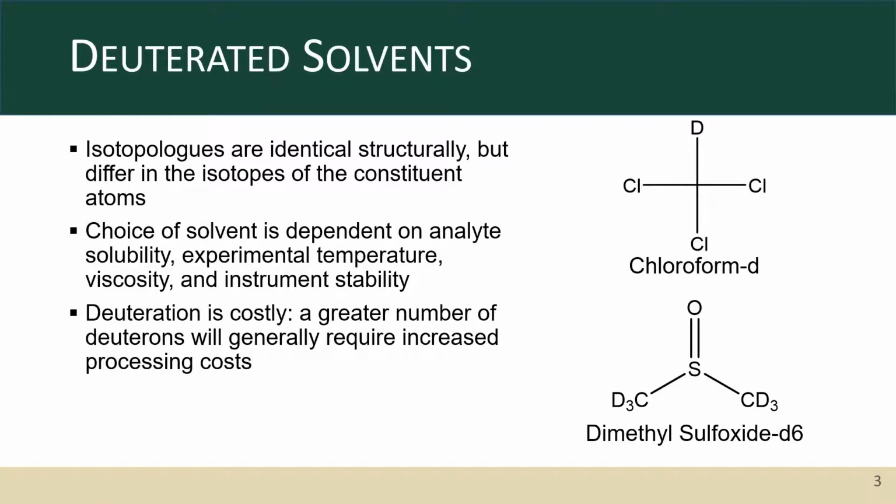Chloroform with one deuteron is going to be a lot easier to produce here. For reference, chloroform D is about 50 cents a gram. DMSO D6 is about $3.50 a gram. Compare that to the isotopologues without deuterium on them. Chloroform is going to be 45 cents a gram, and DMSO is 68 cents a gram. So significantly more expensive to put those 6 deuterons on DMSO.